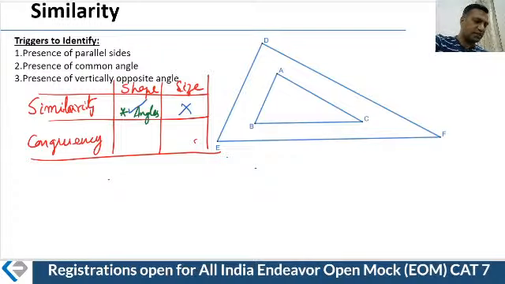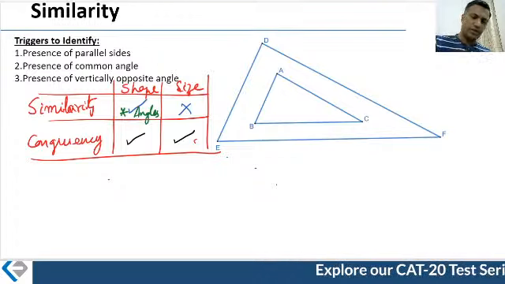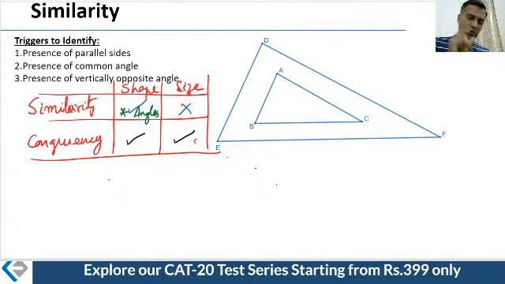Whereas congruency means the shape is the same and the size is also the same. That is congruency: both shape and size are the same, as with congruent triangles. That's simple, right? Simply put, that is what it is.